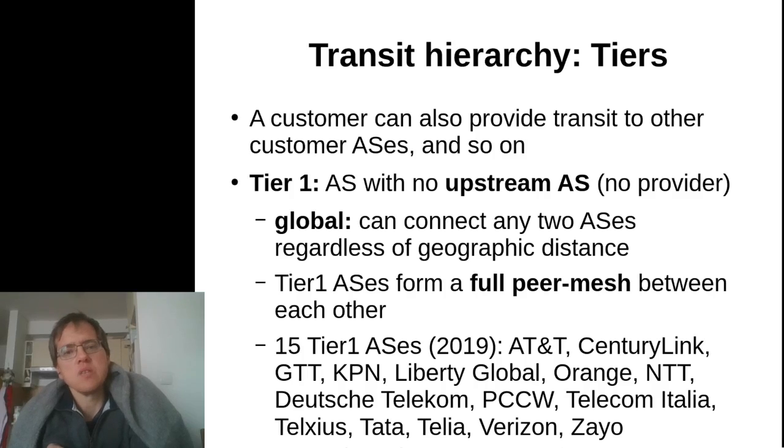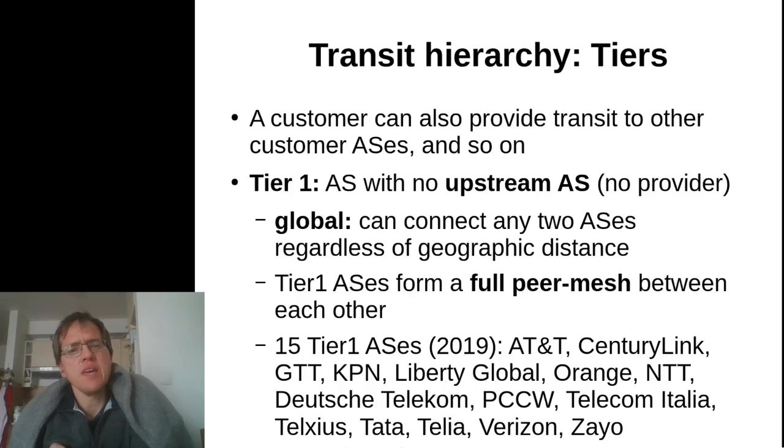Now this brings us to our first definition. Any AS by definition which does not have an upstream AS, but somehow manages to provide connectivity to the rest of the internet without actually using the services of a transit provider, will be called a tier 1 autonomous system. Okay, so the first definition is that any AS with no upstream AS is a tier 1.